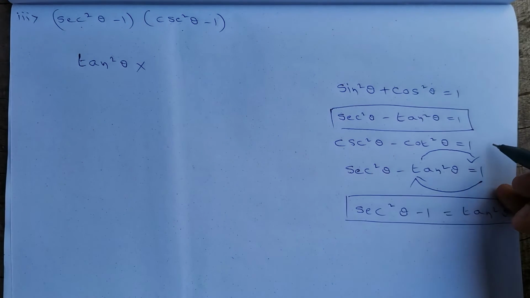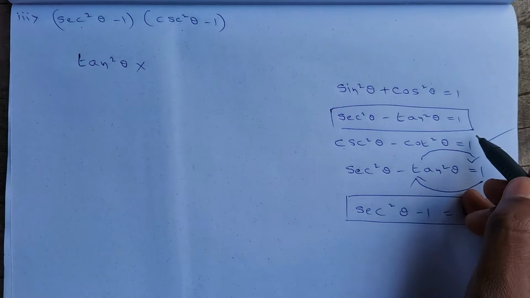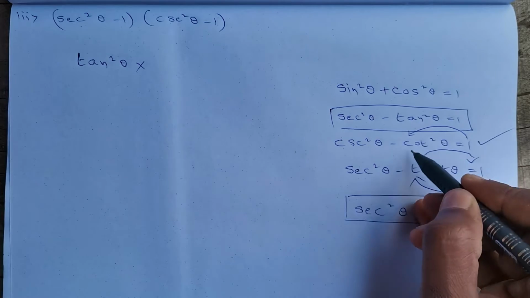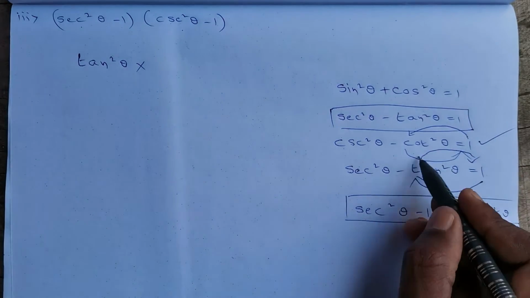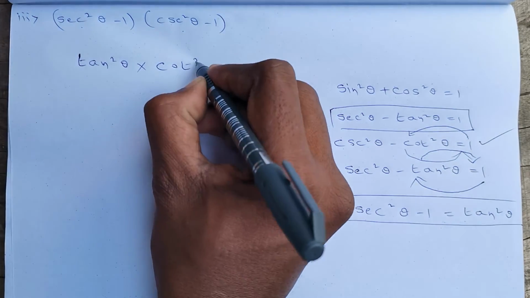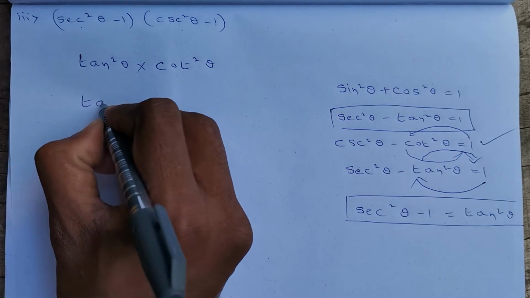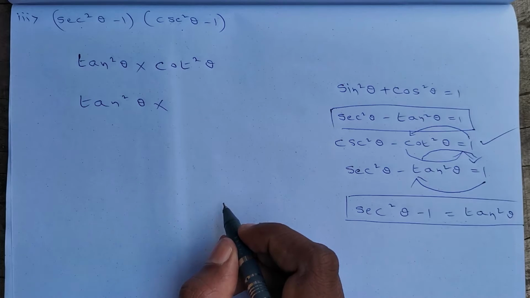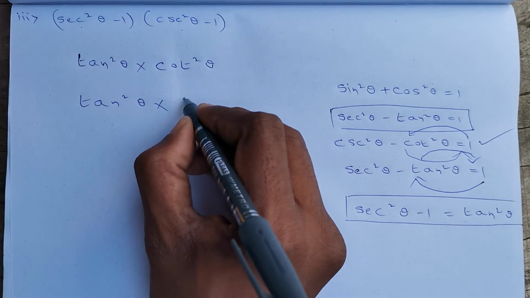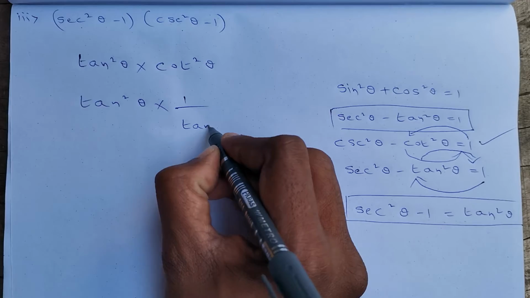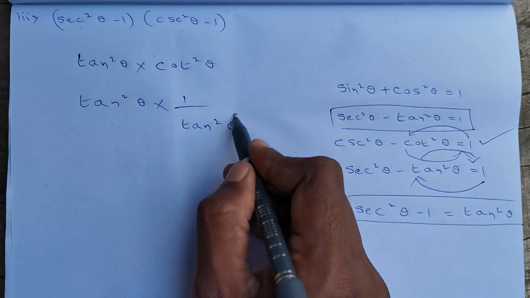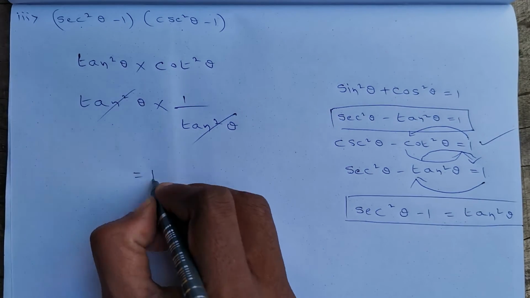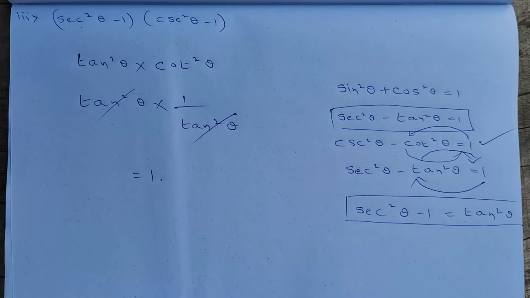So cosecant square theta minus 1, this is the third identity. Same here also, I will take plus 1 to the left side and minus cot square theta to the right side. So we will get cot square theta. Tan square theta I am keeping as it is, into cot square theta. Cot is the reciprocal of tan. So cot square theta can be written as 1 by tan square theta. Tan square theta, both will get cancelled. So we remain with 1. So the value of (secant square theta minus 1) into (cosecant square theta minus 1) is equal to 1.